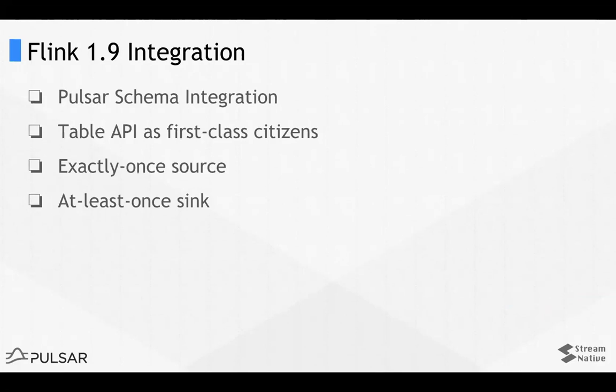The second point is that we make the Flink Table API a first-class citizen. So you can register Pulsar streams as Flink tables in Flink jobs, and you can run Flink SQL queries on Pulsar streams. You don't need to write additional Flink jobs. The last two points are related to the source and sink: we did the exactly-once source, but the sink is still at-least-once, and we are working on an exactly-once sink with transaction support, which I will talk about later.